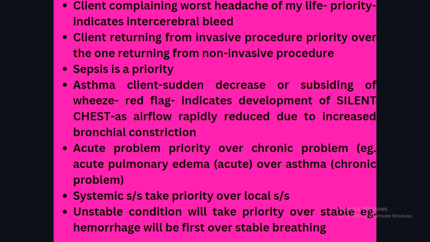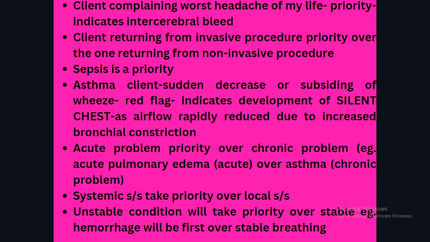Like if there is a patient from endoscopy, like bronchoscopy, and there is a patient from the chest X-ray who's returning to the floor, so obviously the patient coming from the bronchoscopy becomes a priority over the other one. Sepsis is always a priority. An asthma client who reports sudden decrease or subsiding of the wheeze is a red flag.